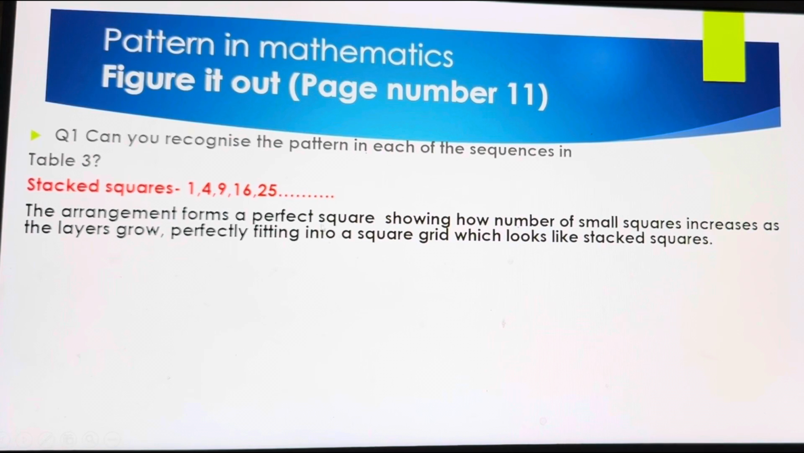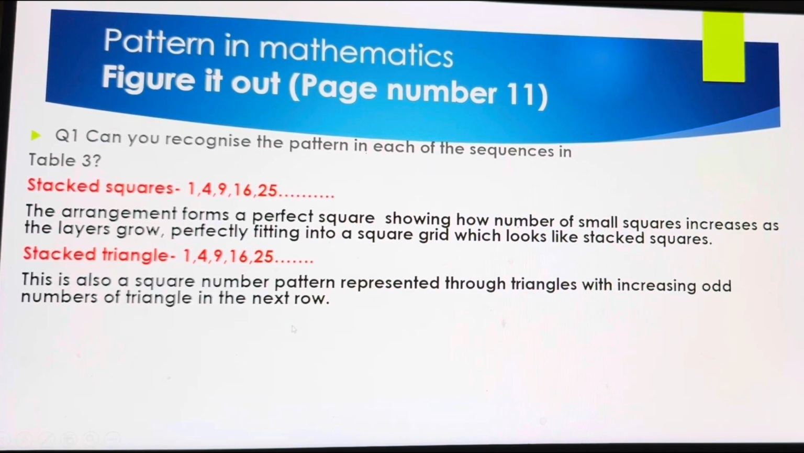Now the arrangement forms a perfect square. So if you can see the numbers, this number series you have seen earlier, 1, 4, 9, 16, 25. These are all square numbers, right? So perfectly fitting into a square grid, which looks like stacked squares. So they are all square numbers. Then the next picture we saw was stacked triangles. Now here also the series is the same. If you look at it number-wise, they are again square numbers. But the difference is they are represented through triangles, right? So this is also a square number pattern represented through triangles with increasing odd number of triangles, right?